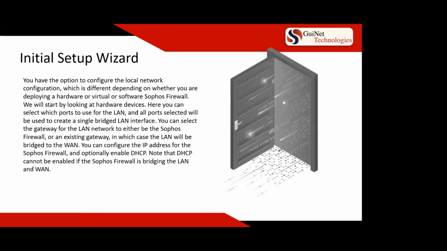You can select the gateway for the LAN network to be either the Sophos Firewall or an existing gateway, in which case the LAN will be bridged to the WAN side. You can configure the IP address for Sophos Firewall, and optionally you can enable DSCP. Note that DSCP cannot be enabled if Sophos Firewall is bridging the LAN and WAN.